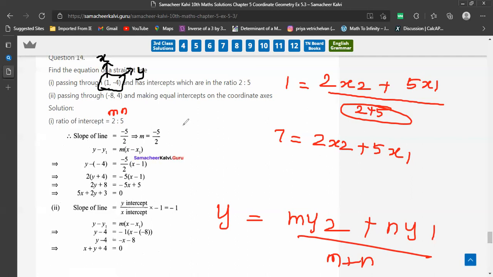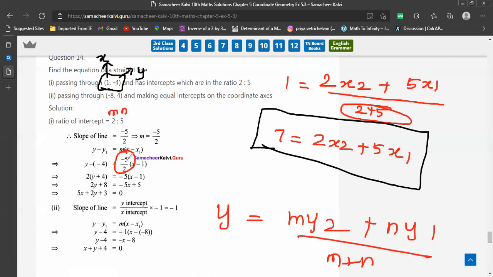I don't understand how they substituted m as negative 5 by 2. I don't understand this part. It's not given 2 is to negative 5 or anything, right? So how in the world did they get negative 5? They gave only the ratio of the intercept as 2 is to 5. I'm getting this equation only by using the section formula. I'm not sure how they substituted the slope as negative 5 by 2. This is my doubt.